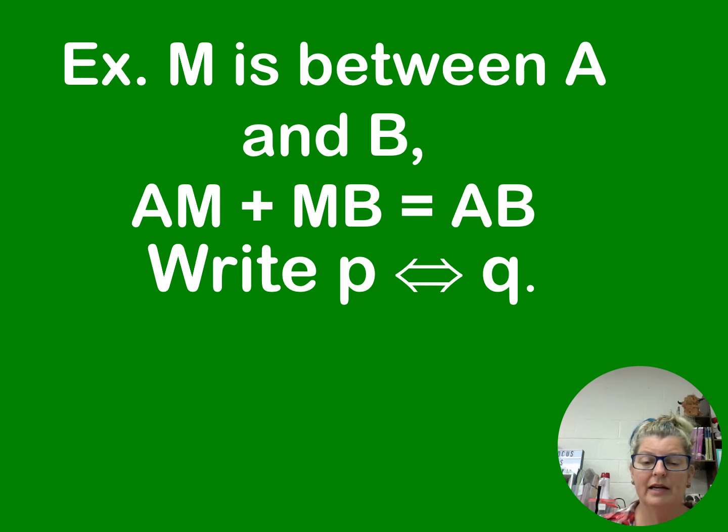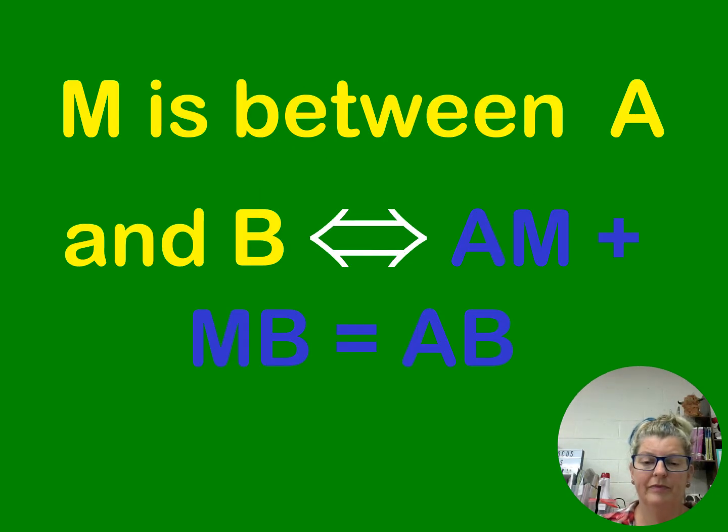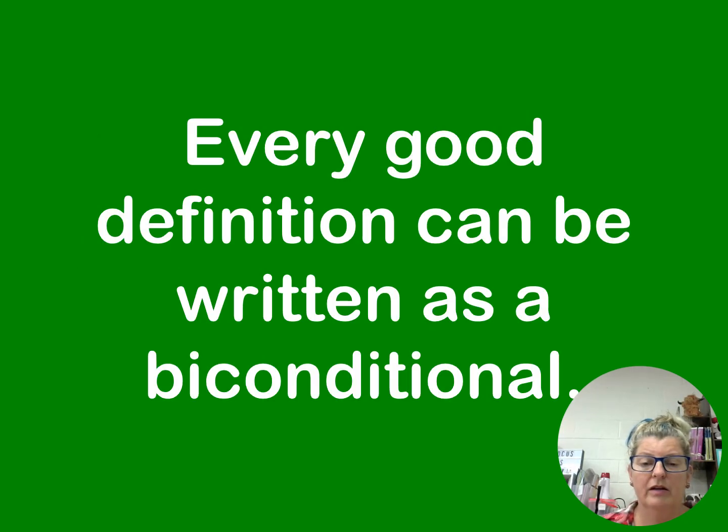So we want to write this as a biconditional. Notice our first statement is our P, our second statement is the Q part. So take a moment, write it, and then come back to me and look at your answer. Okay. M is between A and B if and only if AM plus MB equals AB. So there's that same definition written as a biconditional. If it's a good definition, it's easy to break down, and we can easily write it as a biconditional, which shows that it's as accurate as possible.